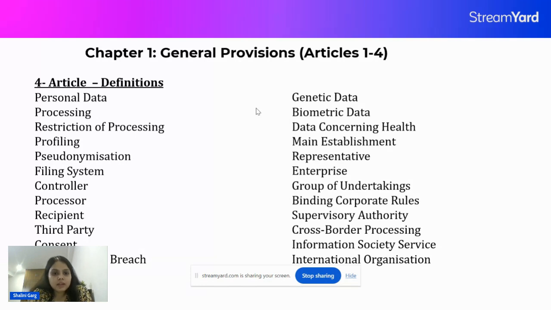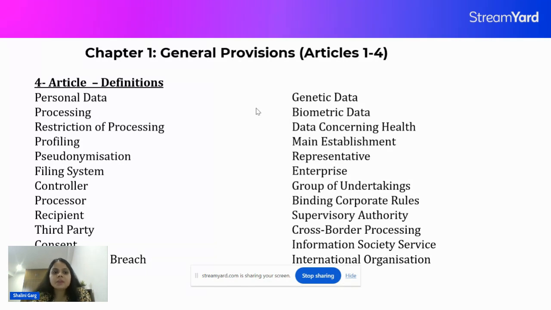Now, genetic data. Any personal data which reveals the genetic characteristics of a person. Genetic characteristics are the inherited or acquired genetic characteristics of a natural person. For example, DNA is our genetic data. Now, what is biometric data? Personal data relating to psychological, behavioral, or physical characteristics is known as biometric data. These are all very sensitive data, by the way.